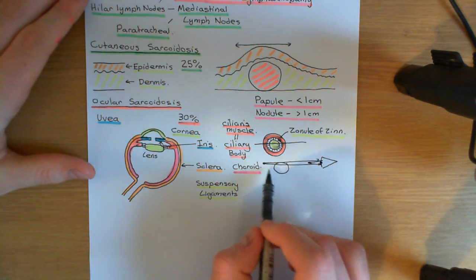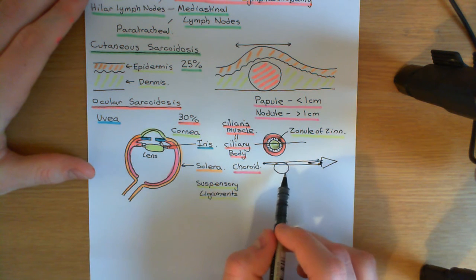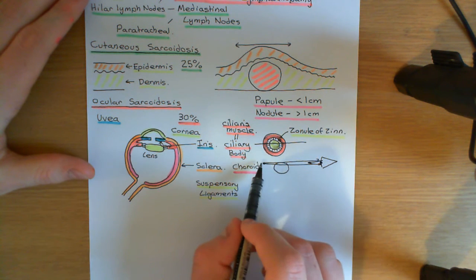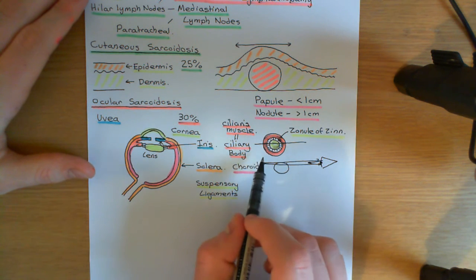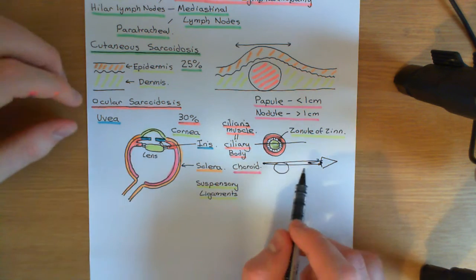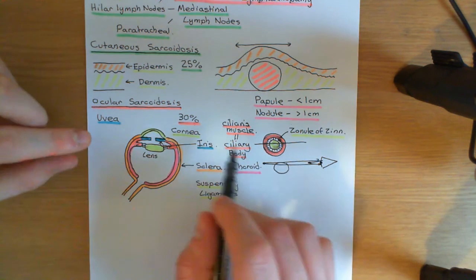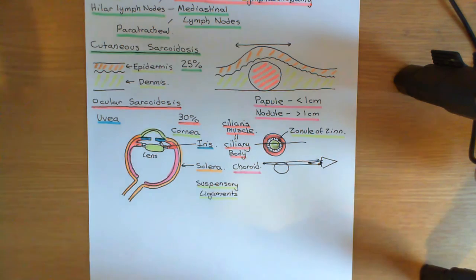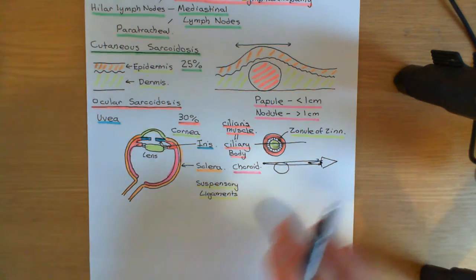So to focus on objects near to you, you need a more globular lens, and therefore you need to contract the ciliary body, whereas to focus on light from objects that are further away from you, you need a less globular lens, a more flat lens, and therefore you need the ciliary body to relax, to stretch these zonules in and stretch the lens out into a flat shape.